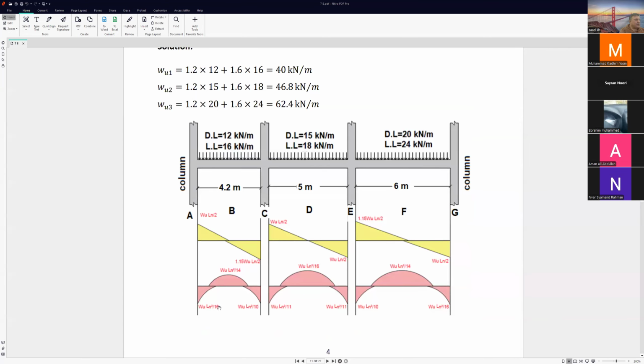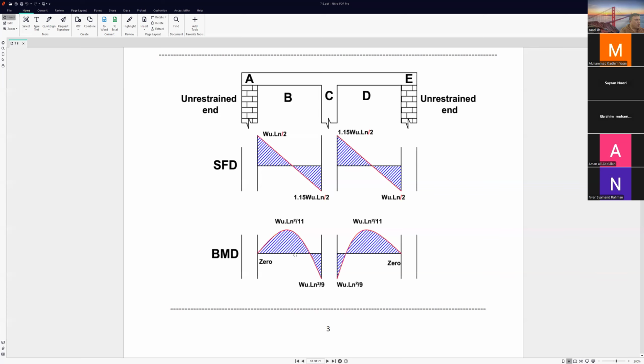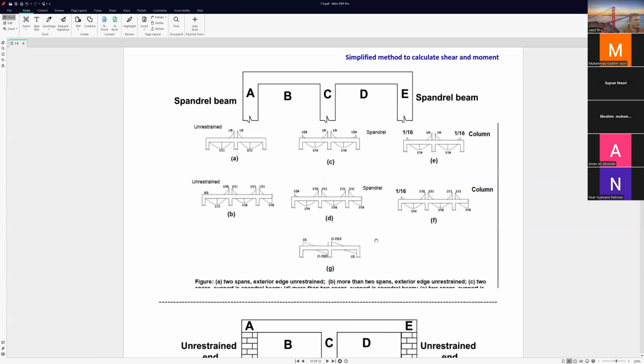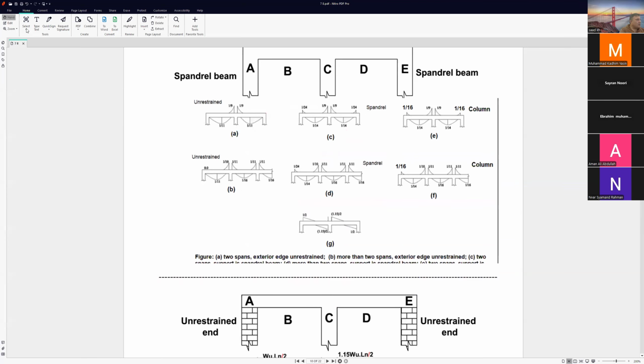So here we have the moment diagram. We have the column, 3 spans. So column, 3 spans. Here we have this one. Okay, so let's select this one.